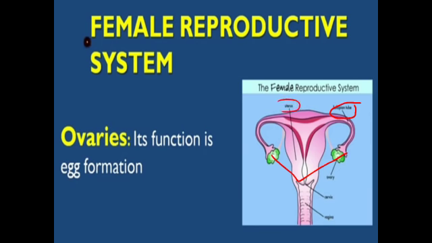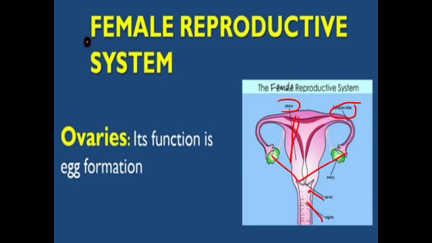This part is the uterus. And then this is the cervix. And this is the vagina, where the waste excretory product is removed. Now let's study the ovary.